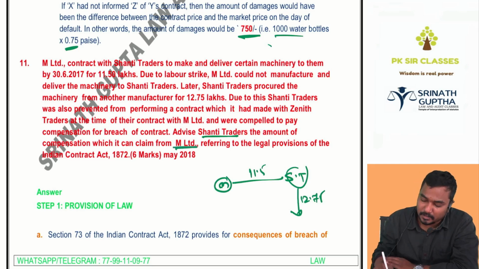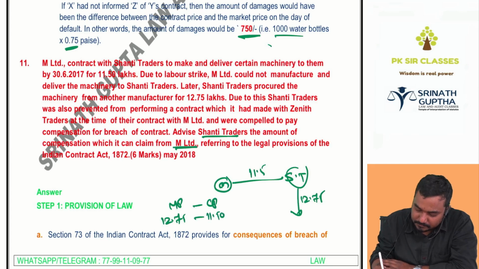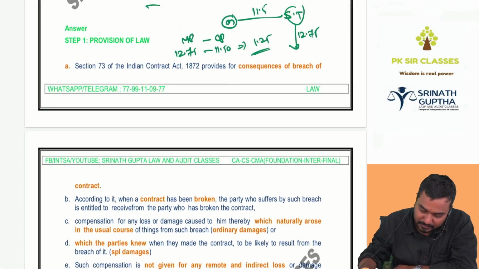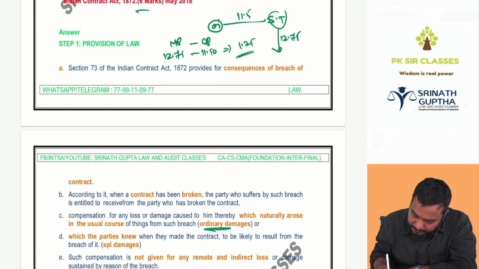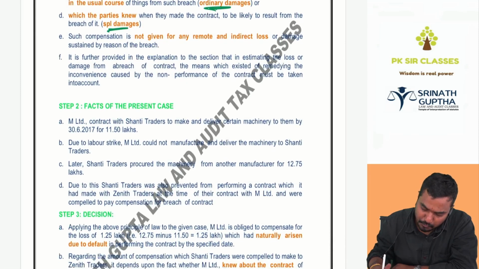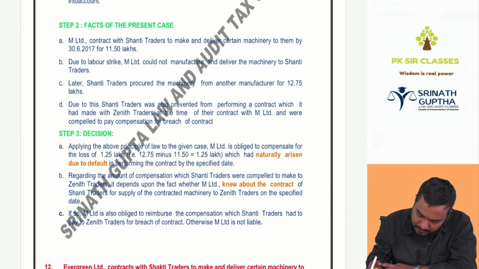How much, beta? What is the market price? 12.75. What is the contract price? How much does it come to? 1.05. 6 marks, beta. So here we should write what is the meaning of ordinary damages, what is the meaning of special damages. Step number 1, facts of prior case. So how much can we claim, beta?